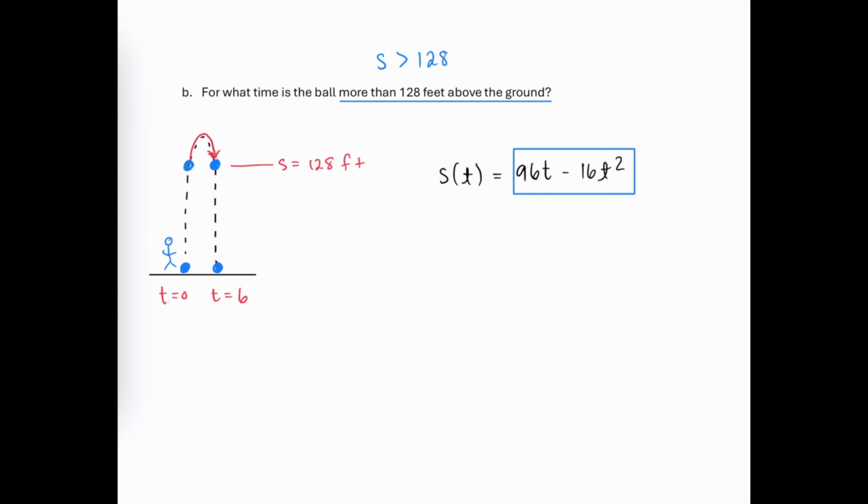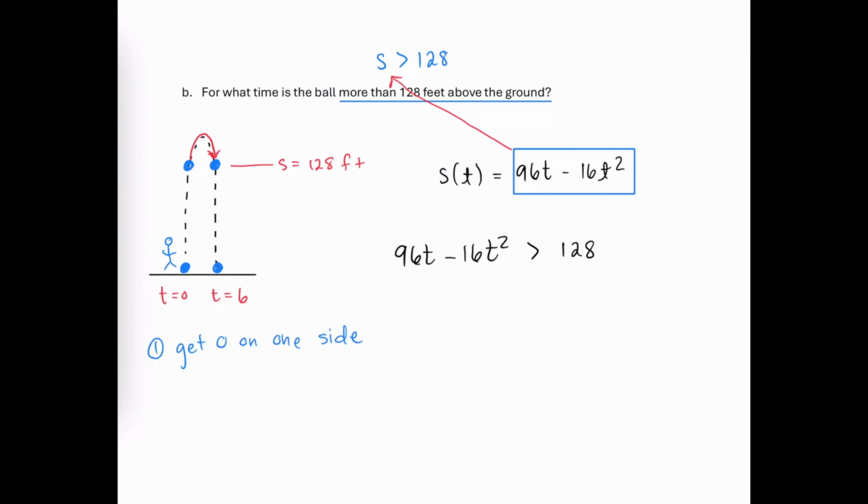So let's take this equation and substitute it in for position in this inequality. What we're trying to figure out is when is 96t minus 16t squared, which is the position, greater than 128. And what we've just set up is a quadratic inequality.